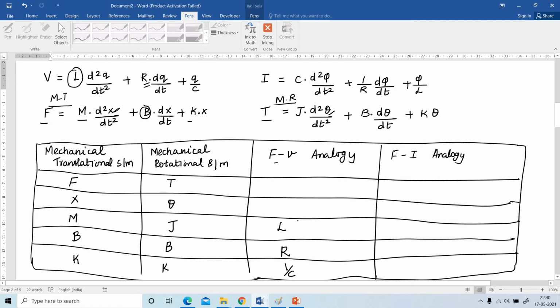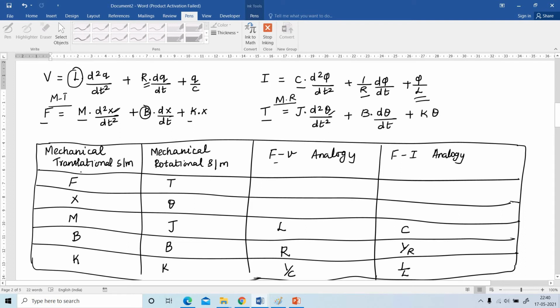How to write the force current analogy? From the force voltage analogy, we can easily write the force current analogy. L is equivalent to C. Correct? And R is 1 by R here. And 1 by C here is 1 by L. Just write the same inversion, but where it is C, you have to write L.